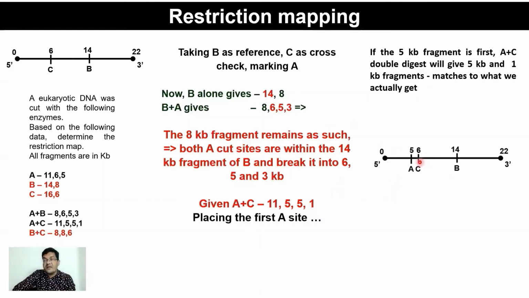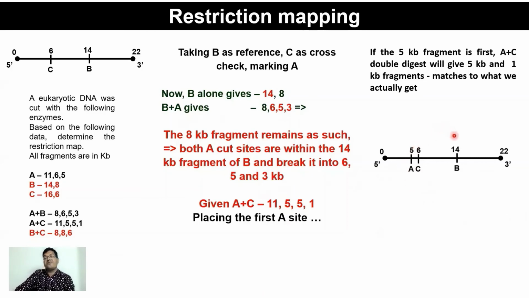Remember, we haven't kept the second A cut site yet. So if this were to match to this map here, it should actually be representing the 16 kb fragment. So 6 to 22 is a 16 kb fragment, and if you see, 11 plus 5 gives you a 16 kb fragment. Which means now that this position of A is definitely correct for the first cut site of A. So therefore, now you know that this first position of A, which you have marked within the 14 kb fragment of B by placing the 5 kb fragment of the double digest of A plus B first, is the correct map till now. So you are now fixed with the first position of A.